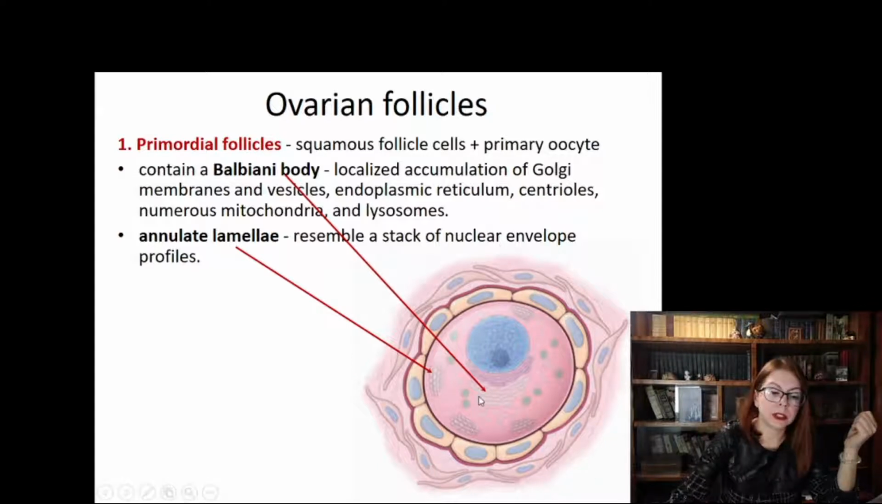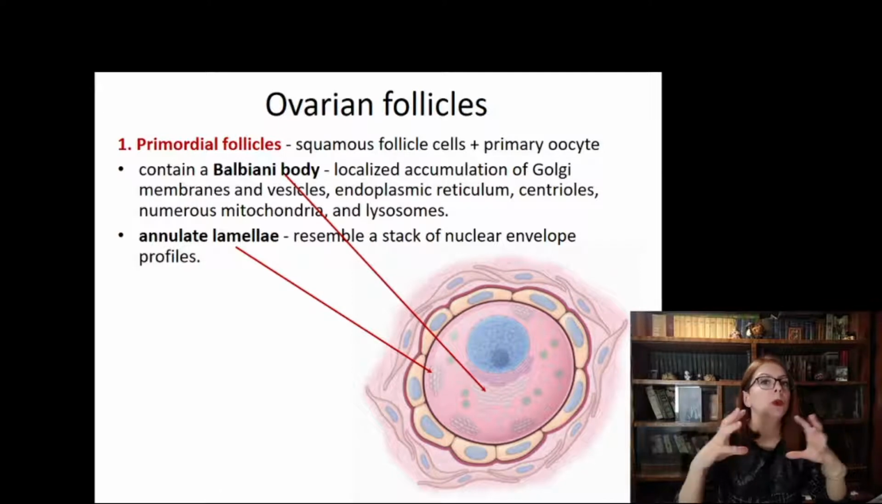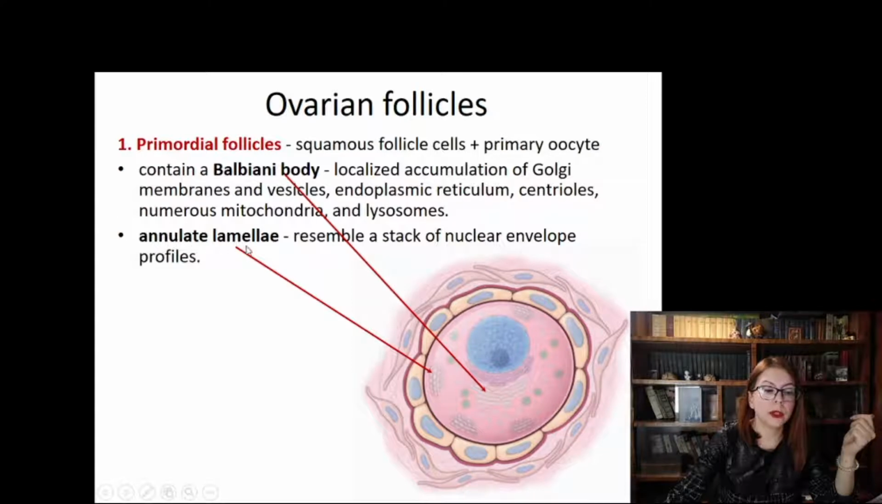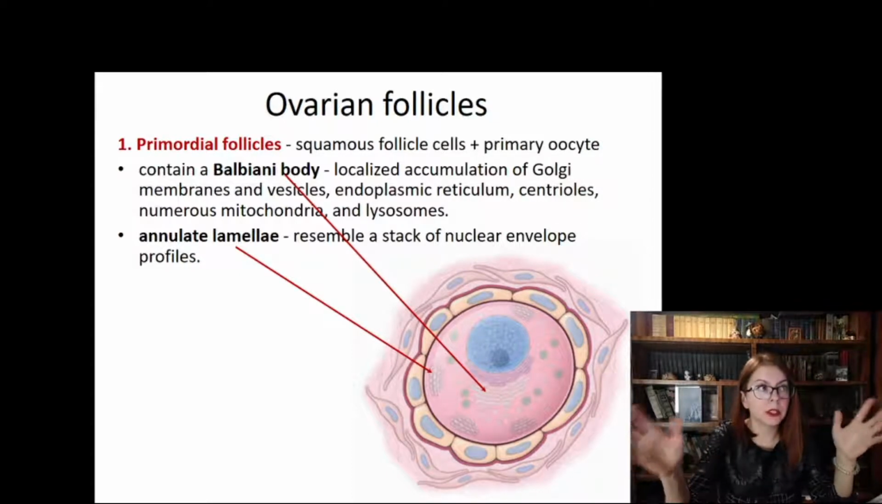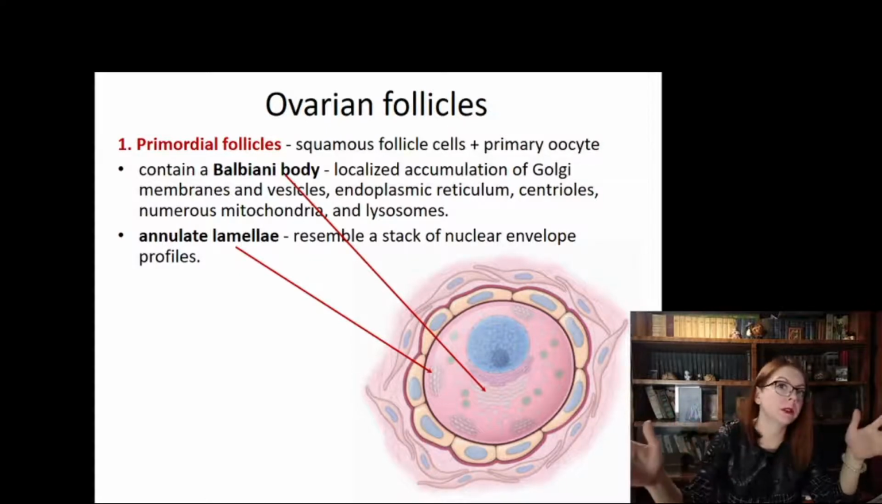In the oocyte itself, several structures should be mentioned, well, maybe not very important, but the Balbiani body, this is the concentration of almost all organelles. They are grouped together close to the nucleus, and also the annulate lamellae. These are something like a stack of nuclear envelope profiles with structures resembling nuclear pores. Then, these are the most numerous follicles. They represent the reserve of oocytes for the whole reproductive period.